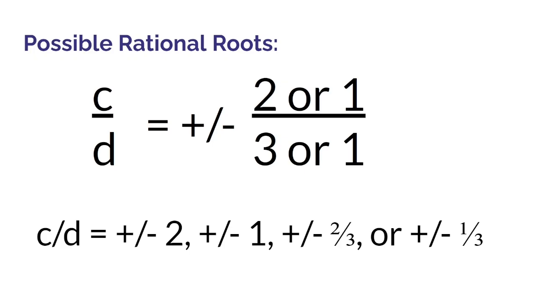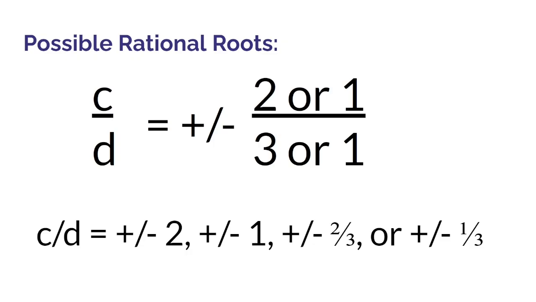Now, we know all the possible c's and d's for our root. All the possible roots will be the combinations of these c's and d's. So these possible roots are positive or negative 2, positive or negative 1, positive or negative 2/3, and positive or negative 1/3.